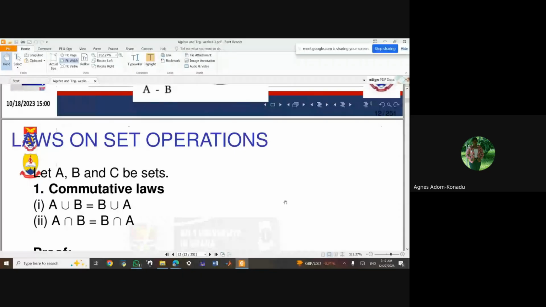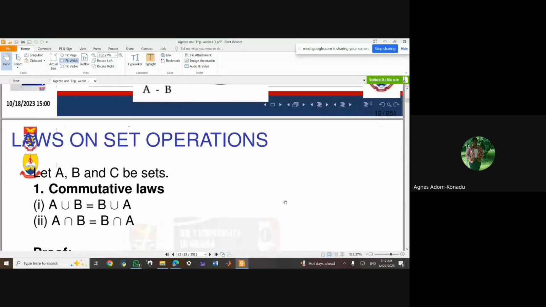Today we want to look at laws on set operation. If we have three sets A, B, C, the first law that we want to look at is the commutative law. Okay. And the commutative law says that set A union set B is the same as set B union set A.